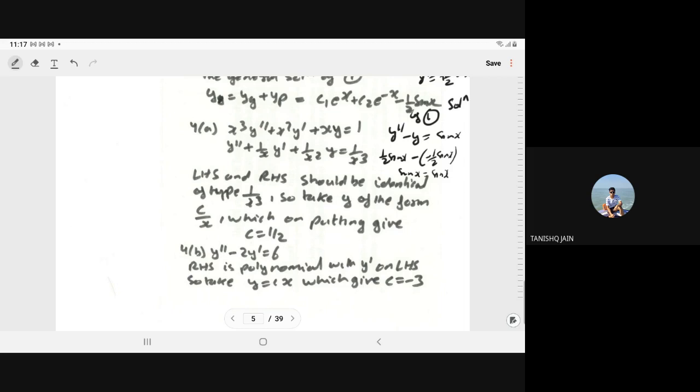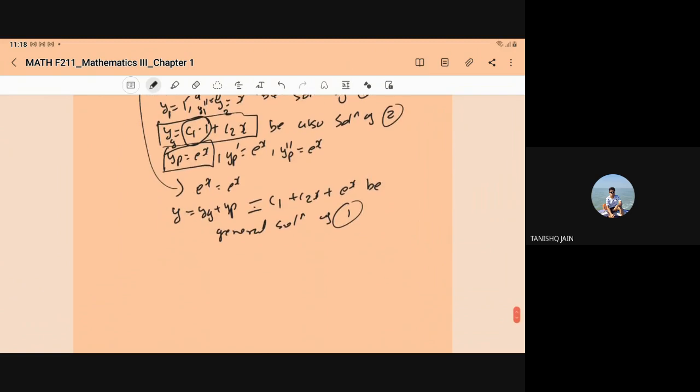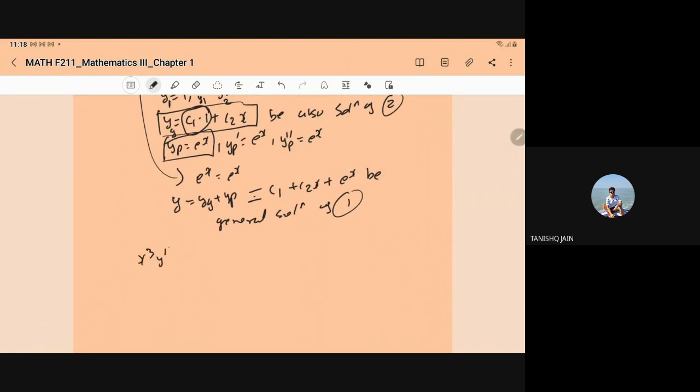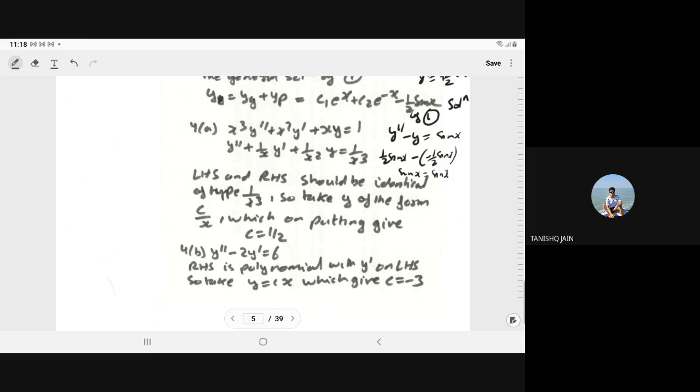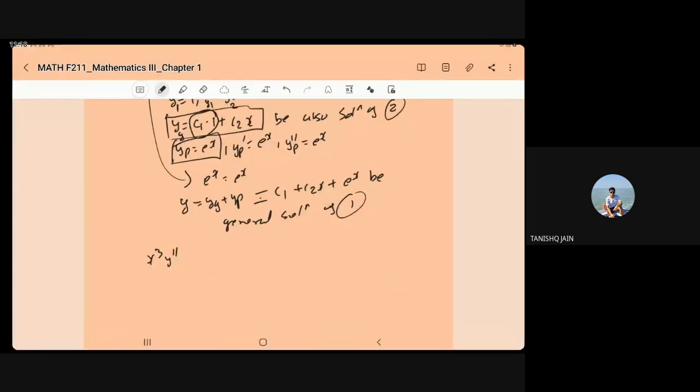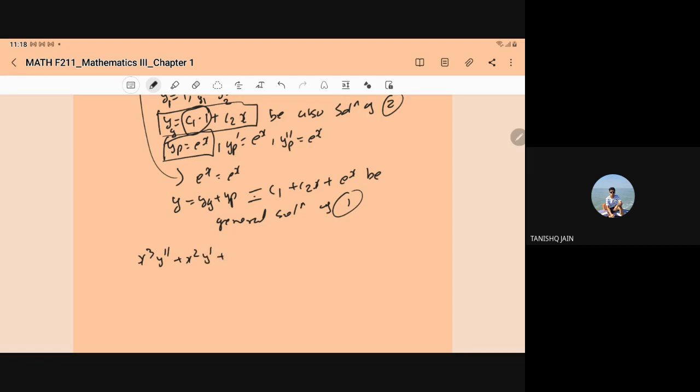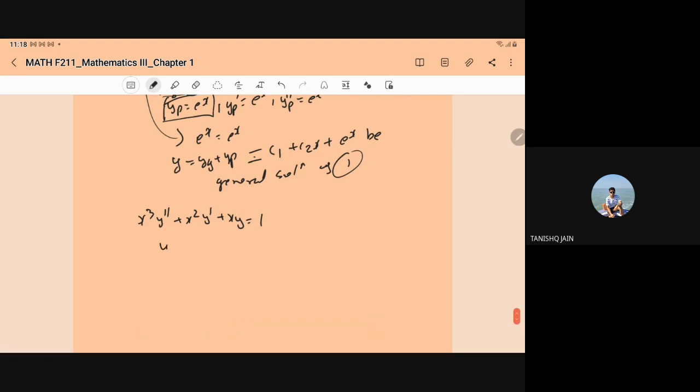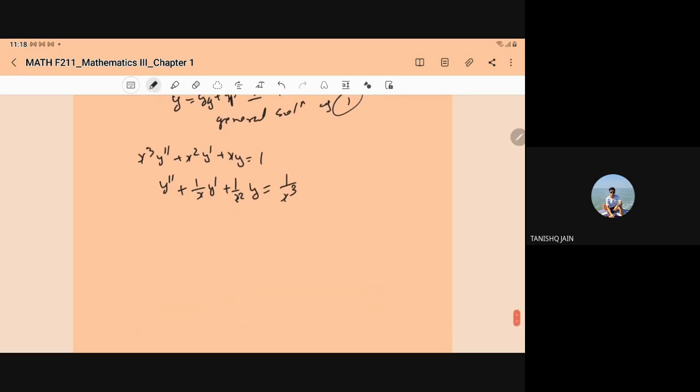Now if we have x cube y double dash plus x square y dash plus xy is equal to 1, and we write it in the standard form, it will become y double dash plus 1 upon x y dash plus 1 upon x square y is equal to 1 upon x cube.